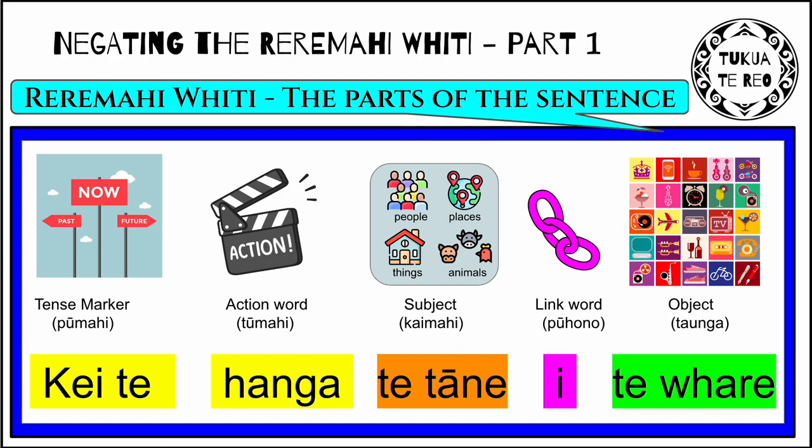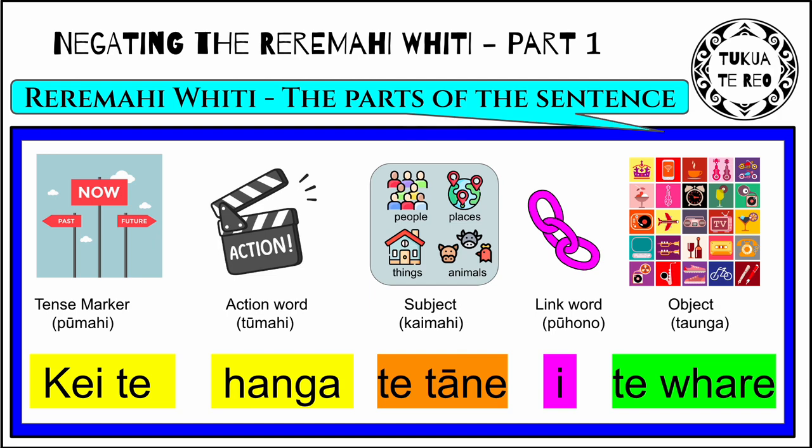Here you can see that the sentence starts with a tense marker, which indicates the tense of the sentence. In this video, we're only dealing with the present tense marker, kei te, to indicate that the action is happening in the present tense. The tense marker is then followed by the action word or the verb. In this sentence, the action word is part of a Reremahi Whiti, so it's called a tūmahi whiti. The tūmahi whiti in this sentence is hanga, which means to build.